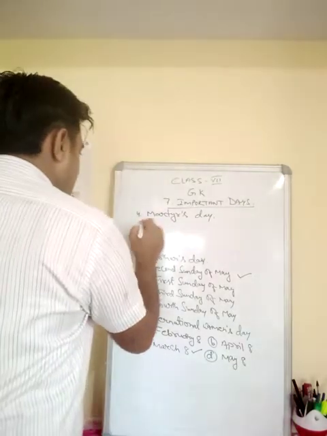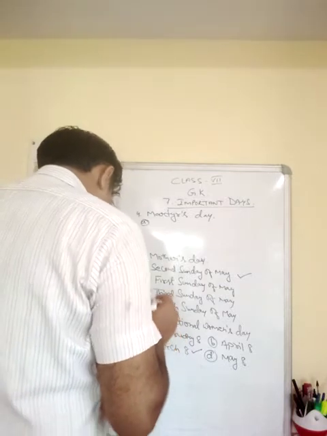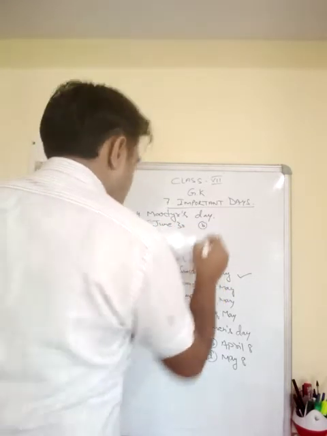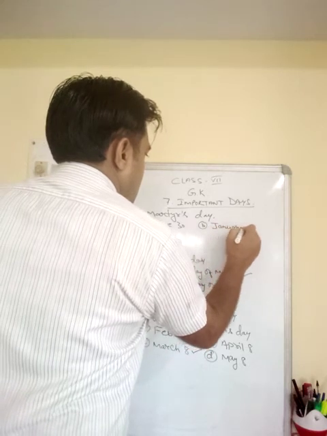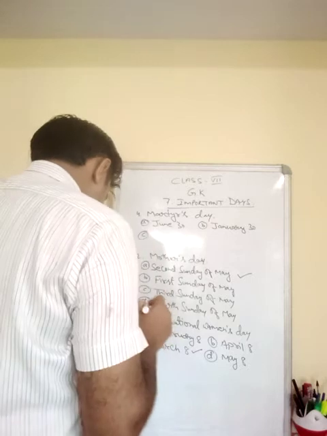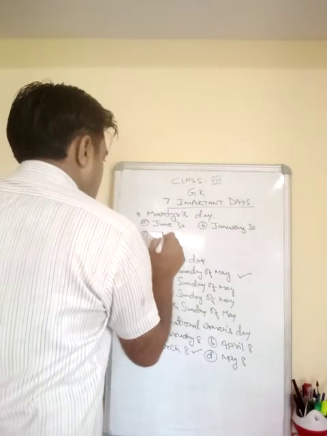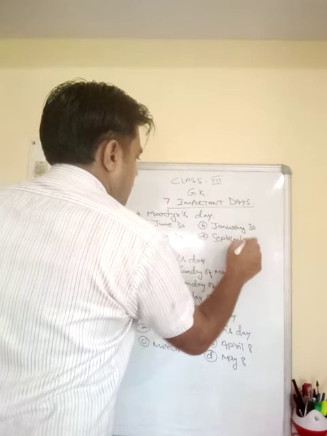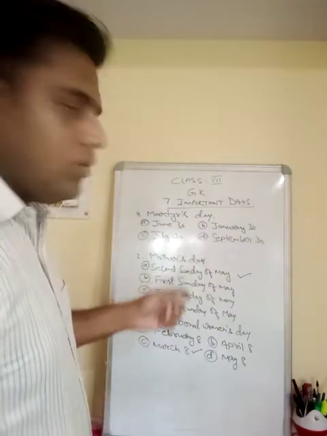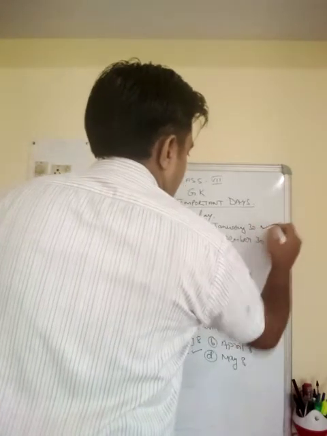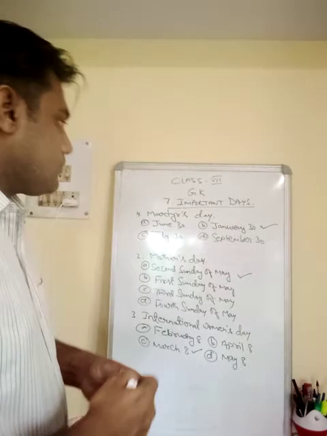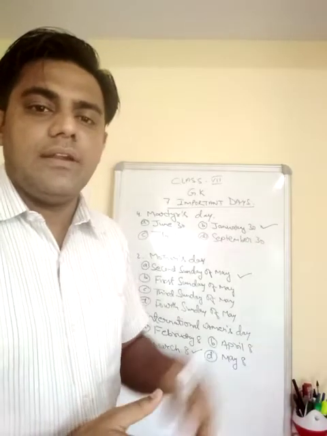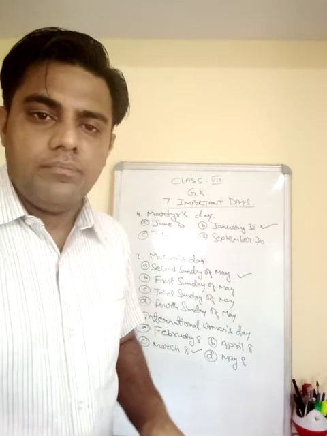And the four options for those days are June 30, January 30, July 30, and September 30. So your correct answer is January 30. On this day, everyone gathers at the shrine of our father of the nation and pays their due respect towards his contribution to the Indian freedom struggle.